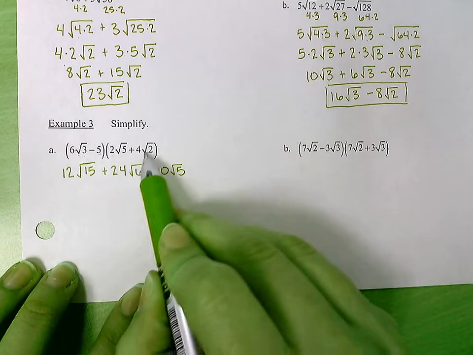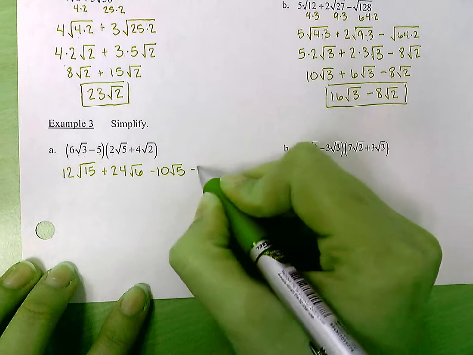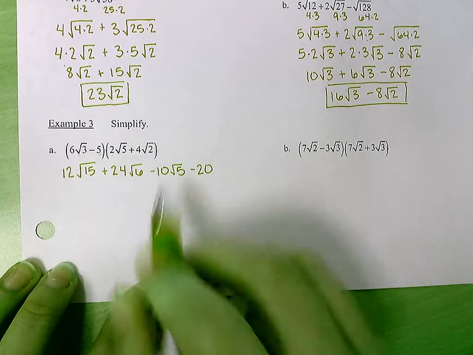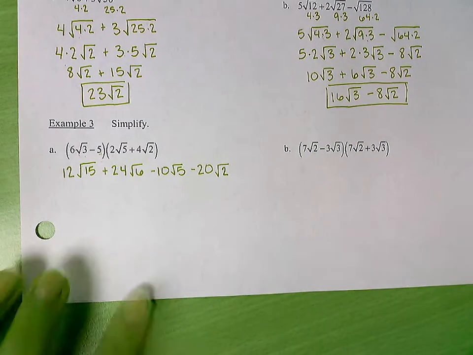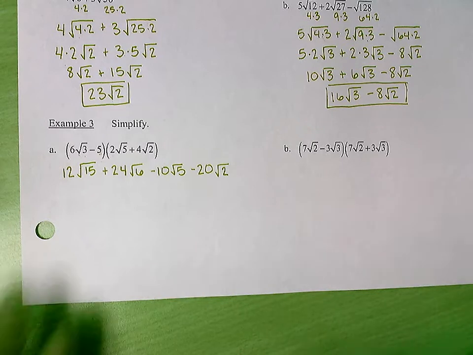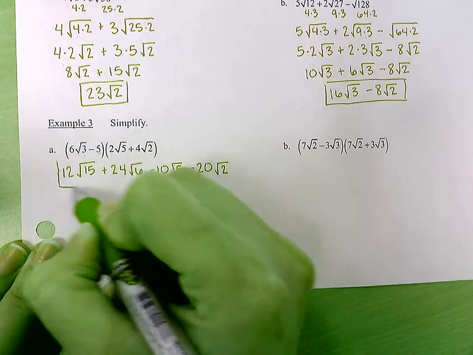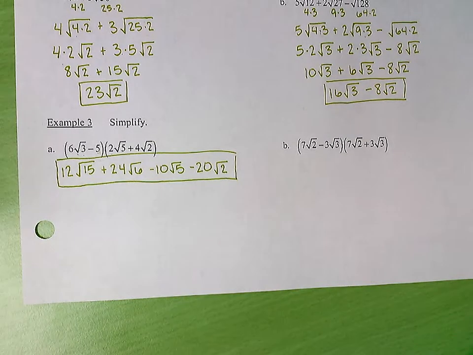Minus 20. Then our last terms, we have negative 5 times 4. So minus 20. And then the square root of 2. Can I combine any of these terms? No. You can't simplify any of those terms any further either. So that's your answer.